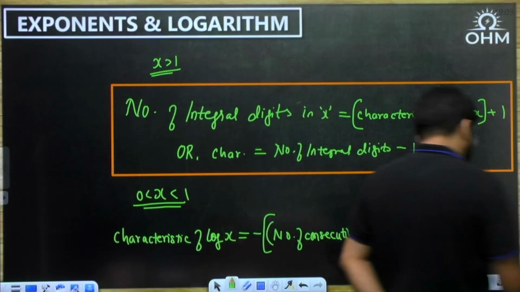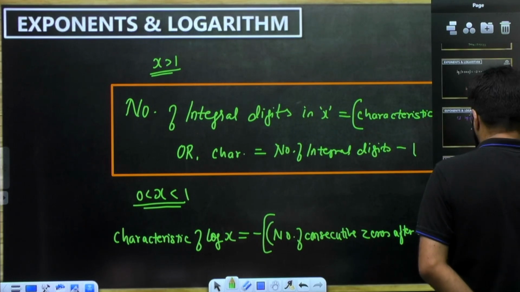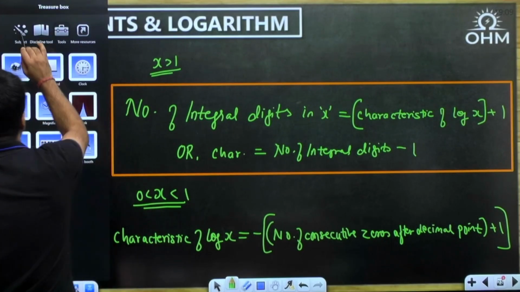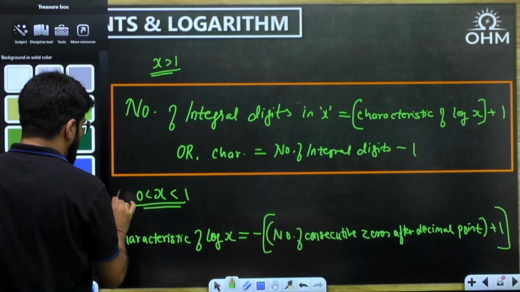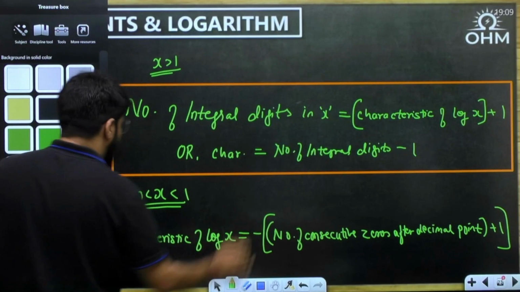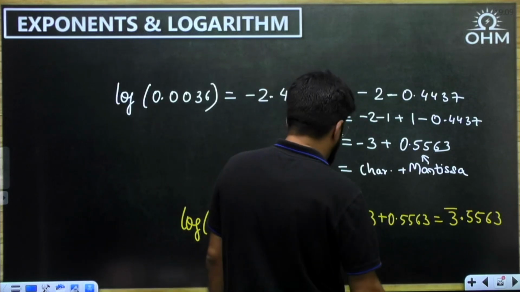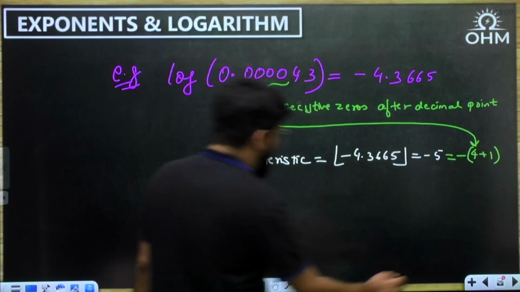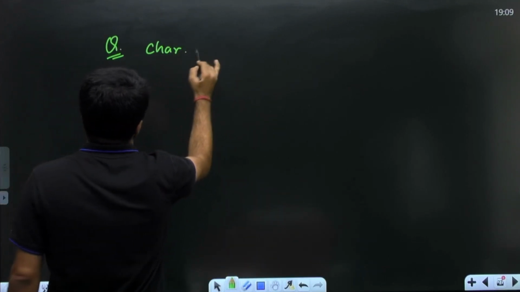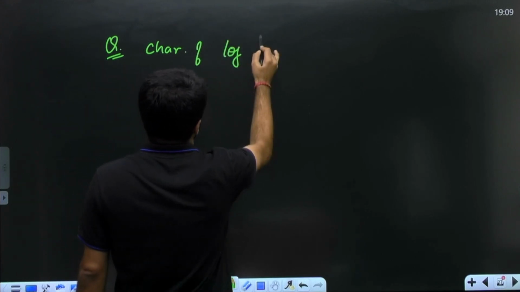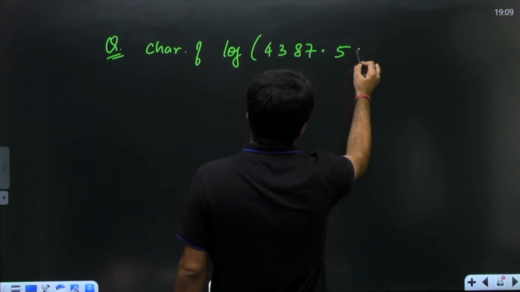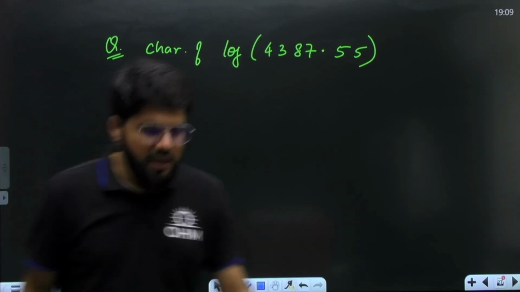Let me write down one or two examples. The actual value of the logarithm we are calculating from the calculator, correct? But if I want to calculate the characteristic of any number without using my calculator, suppose I give you only the question: what is the characteristic of log 4387.55?